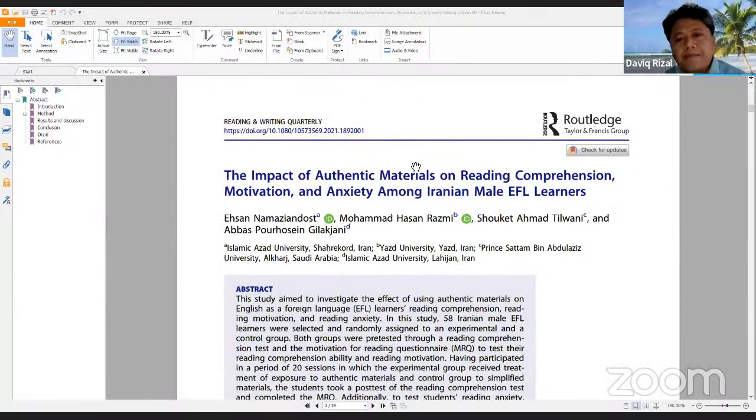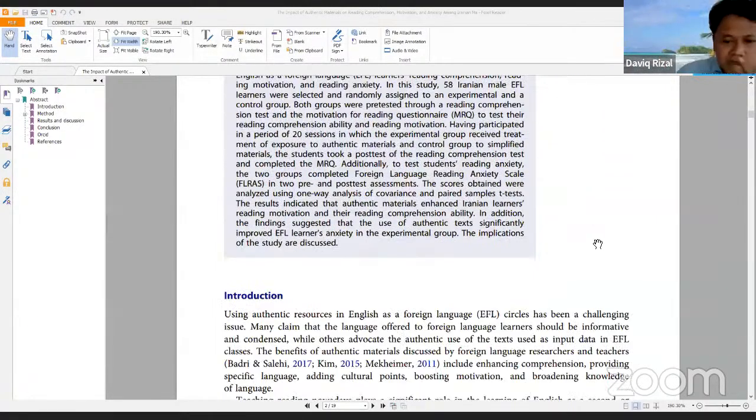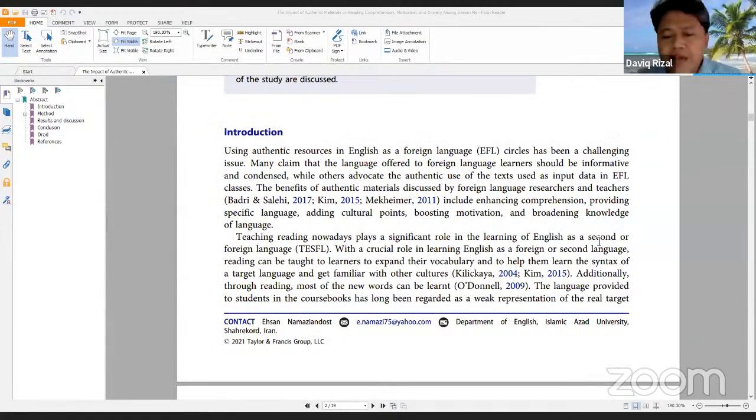Actually, I have one article, Reza, and can I share this article? This article has been published in a journal. Okay, like this one, Reza. The impact of authentic materials on reading comprehension, Taylor and Francis group, on reading comprehension, motivation, and anxiety among Iranian male EFL learners. And how can we identify that the author has already had an analysis of the research gaps, Reza, from the introduction?